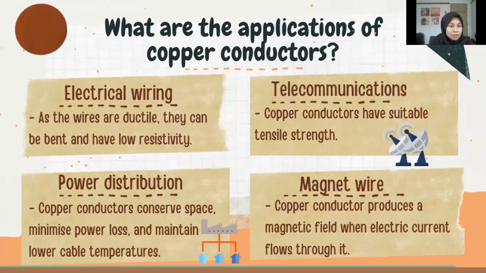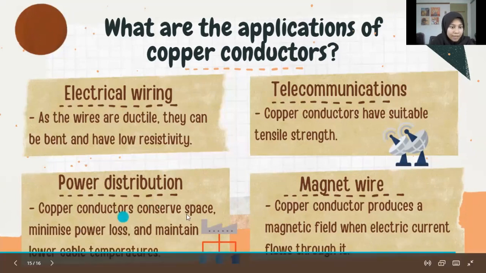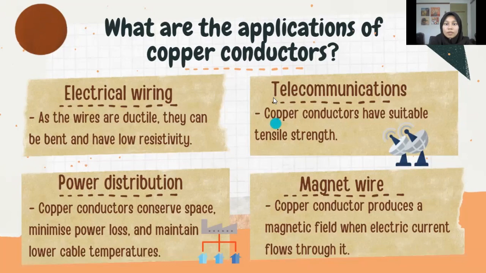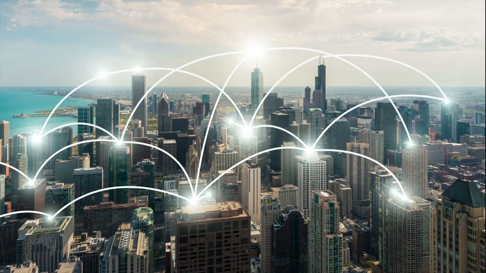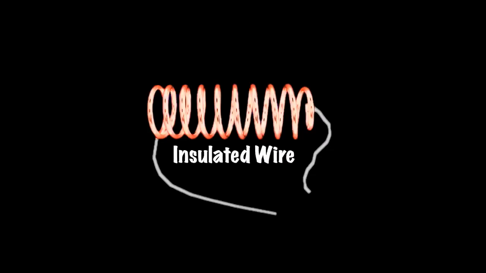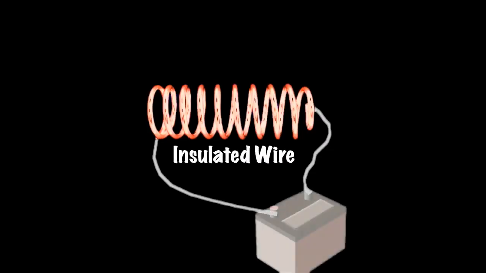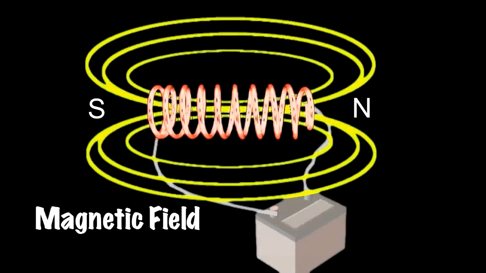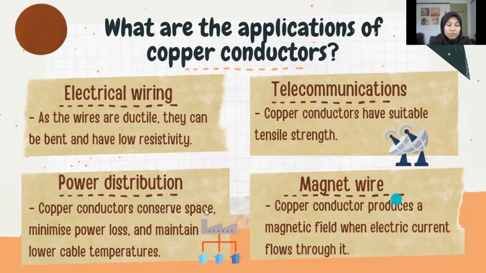Copper conductors are also used in power distribution because they conserve space, minimize power loss, and they also maintain lower cable temperatures. Copper conductors are also used in communications because they have suitable tensile strength. Lastly, copper conductors can also be used as a magnet wire because they produce a magnetic field when electric current flows through it.